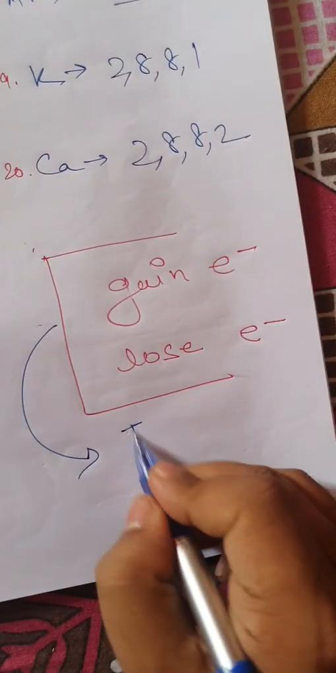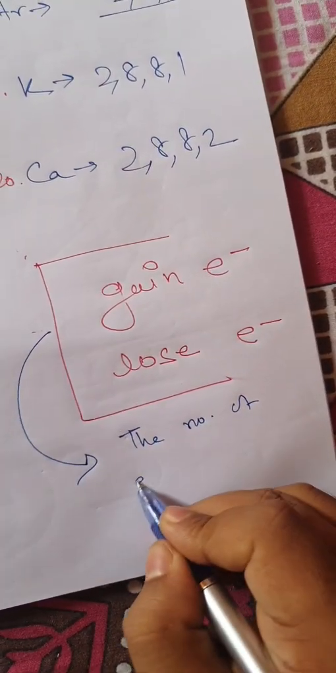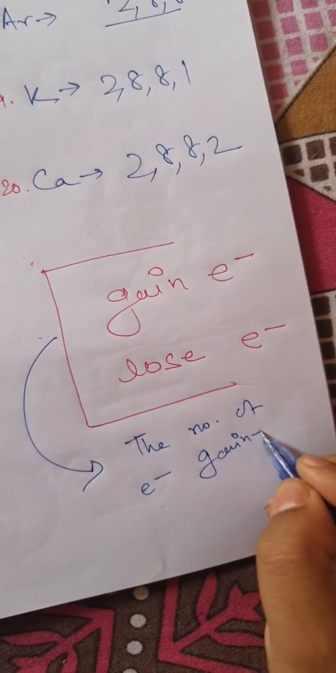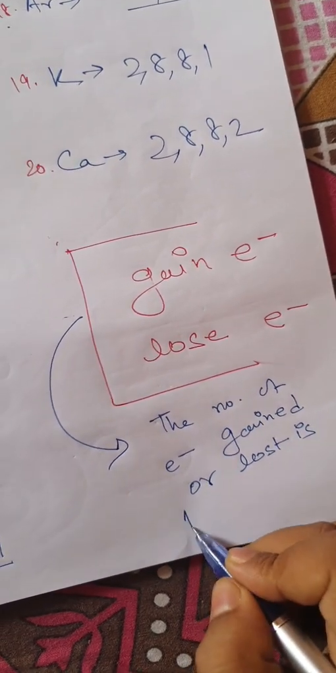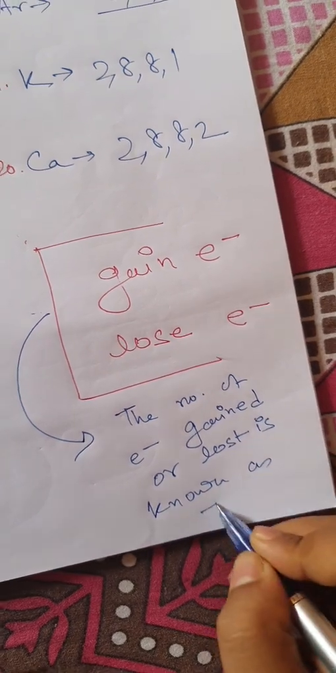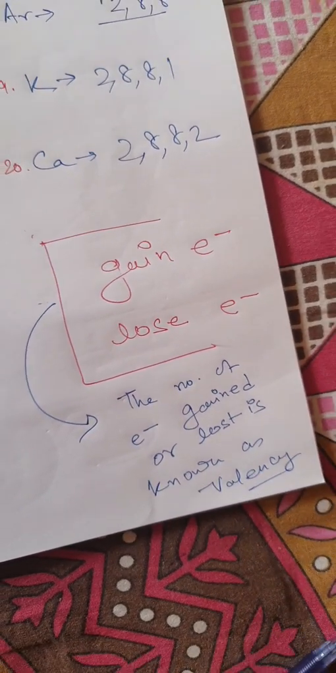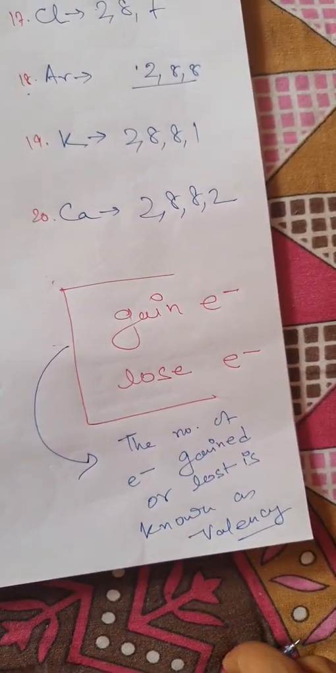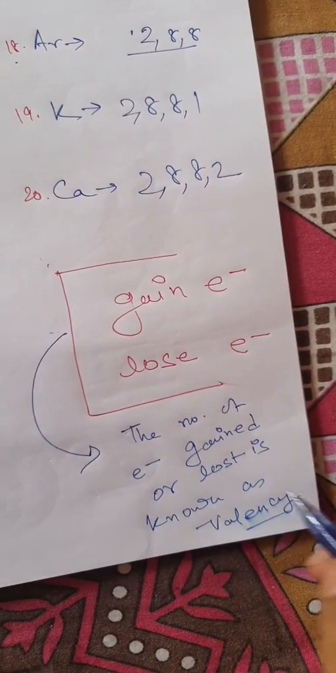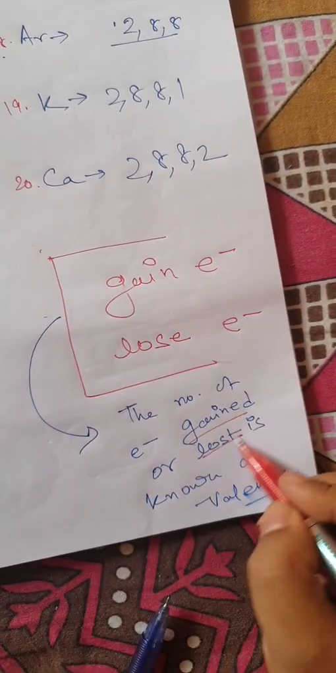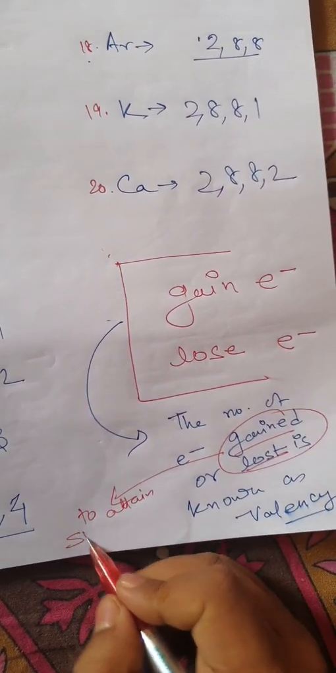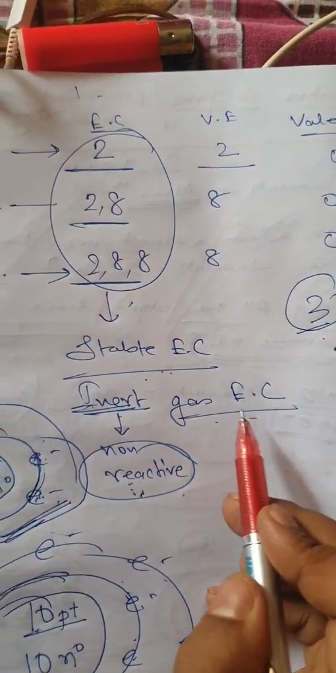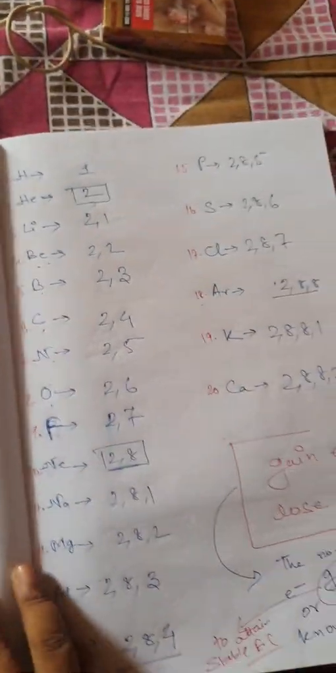The number of electrons gained or lost is known as valency. When do they gain or lose? Why will they gain or lose electrons? To attain a stable EC, an inert gas electronic configuration, like the one here. So that is the one thing.